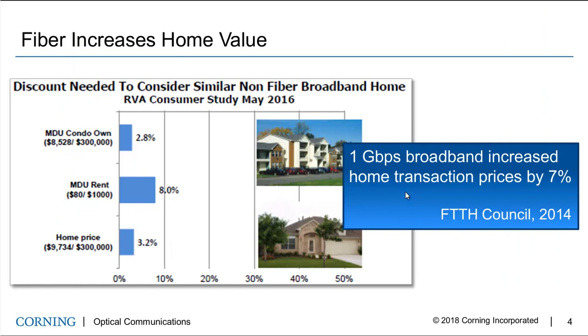So the motivation for this work is the value that fiber to the home brings to the end user. These are quotes from multiple studies that demonstrate that value. The box on the left shows the discounts that some homes need to consider relative to similar non-fiber broadband homes. For example, a home without fiber broadband would need a 3% discount relative to a home with broadband. Another study found that a gigabit connection can increase the transaction price by as much as 7%. These are some of the motivators that drive deployment of fiber to the home and the value to end customers.